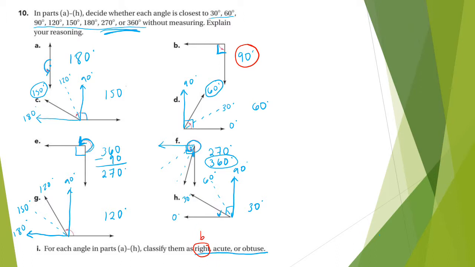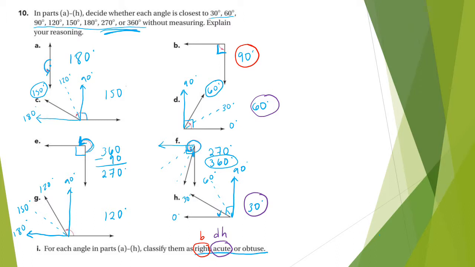When it comes to acute, I'm looking for angles that are less than 90 degrees. In this case, I can see 60 degrees and 30 degrees, which are less than 90 degrees. So I'm going to note that D and H are both acute.